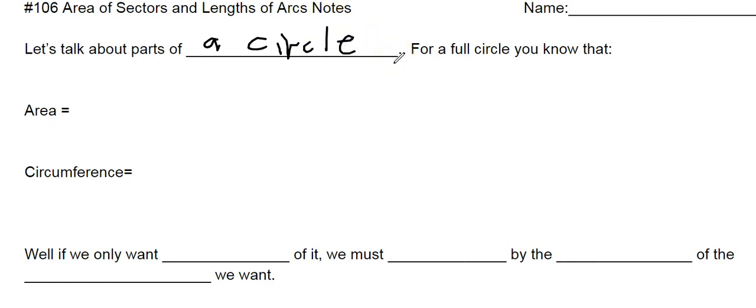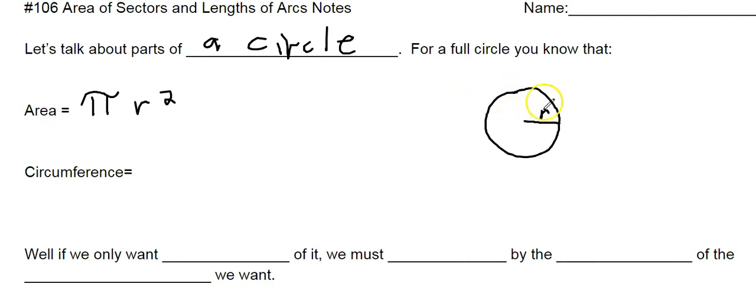Okay, for a full circle, the area is going to equal pi times the radius squared. So if you've got a circle here and you want to find the area, we're going to take the radius, and it's going to be pi times this squared. The circumference, which would be the outside, is simply 2 times pi times r. And remember, for most of the calculations, we're going to use 3.14 for pi. That's going to be a good enough approximation.